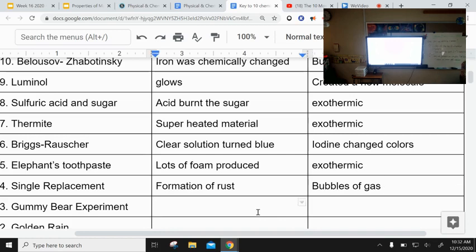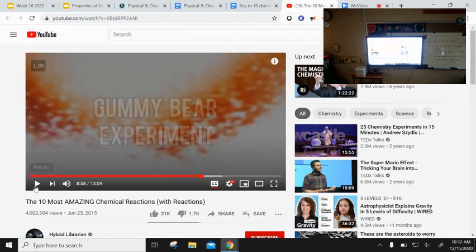So this gummy bear experiment is another one that is super cool. We're not going to do it here. But, and I would never eat the gummy bear afterwards.